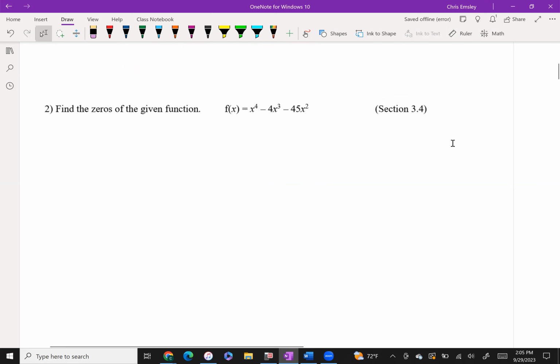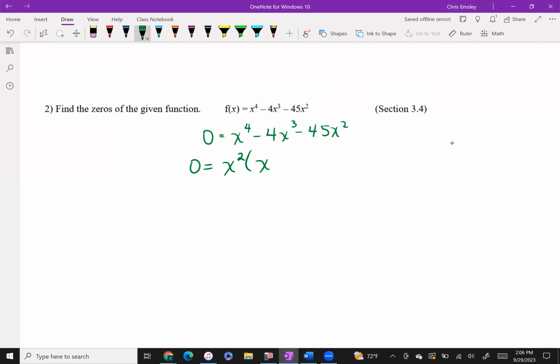Number 2, find the zeros of the given function. Same directions. So again, we want to think about trying to factor this thing. So we set it equal to 0. And a lot of times students are stumped by one that looks like this. Don't forget, one of the very first things we learned about factoring is a greatest common factor, a GCF. What do those 3 terms all have in common? They all share an x squared. If we factor out the x squared, what's left behind is x squared minus 4x minus 45. Once that x squared is factored out, we now have a trinomial that we can factor further.